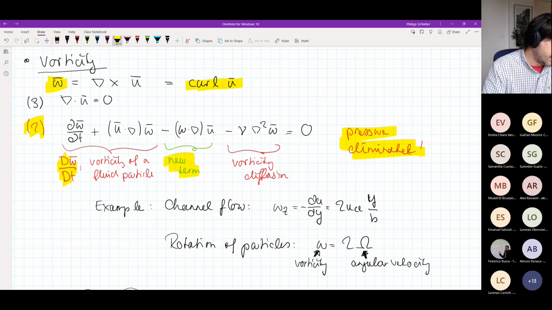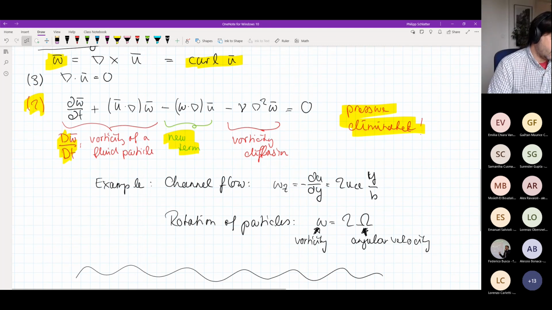So what we then also did last time was to look at one example, the channel flow, where we could identify the vorticity as omega z being minus du dy, which then corresponded to 2 times ucl times y divided by b. So we realized that the vorticity is actually varying linearly throughout the channel.